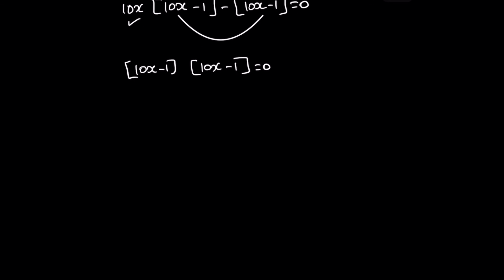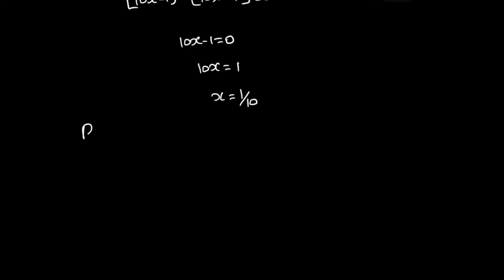So now both terms are equal only. Then 10x minus 1 is equal to 0, 10x is equal to 1 and the value of x is equal to 1 upon 10. So the roots are 1 by 10 and 1 by 10.